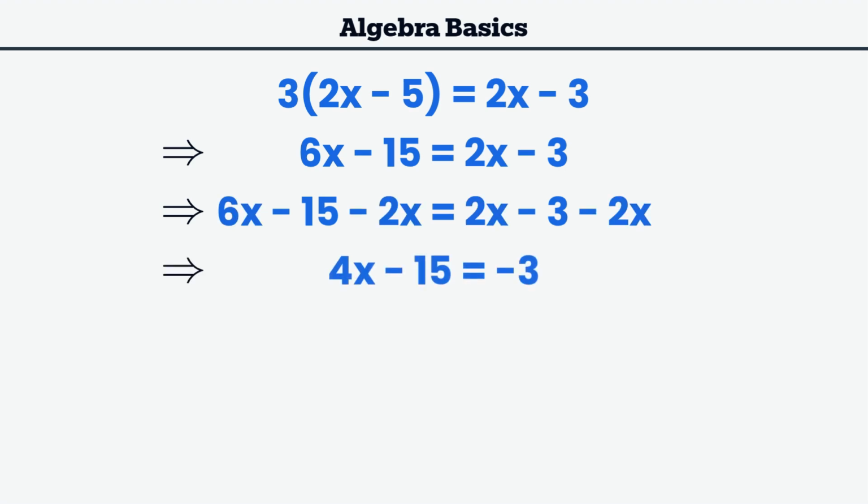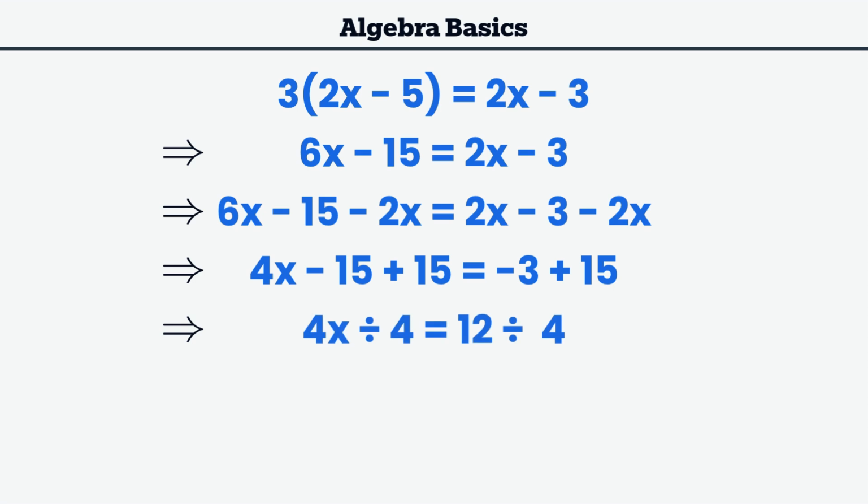Next, we want to get rid of the negative 15. We add 15 to both sides. On the left, negative 15 plus 15 cancels. On the right, negative 3 plus 15 is 12. So 4x equals 12. Finally, we divide both sides by 4.